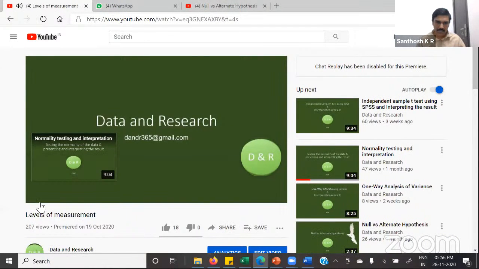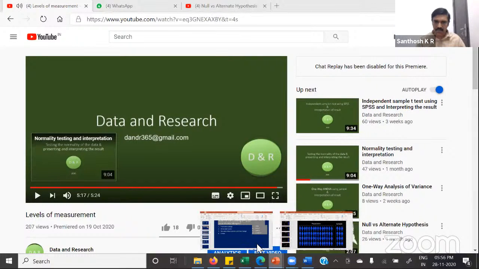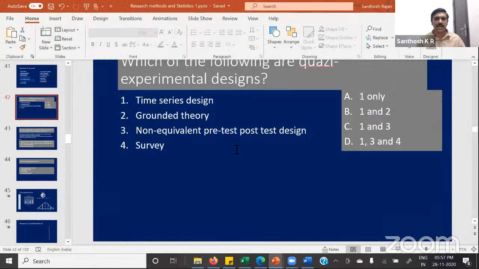So that is about the levels of measurement. There are 4 levels of measurement, and based on one of these 4 levels, we will be measuring each variable. We were told about variables. So measuring each variable will be based on these 4 levels of measurement.